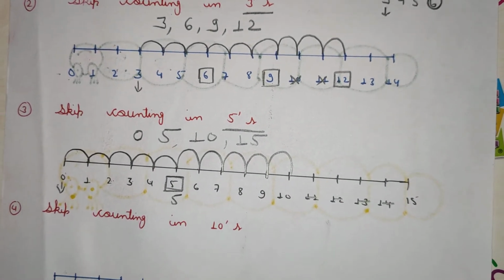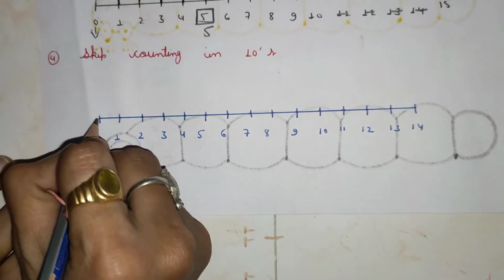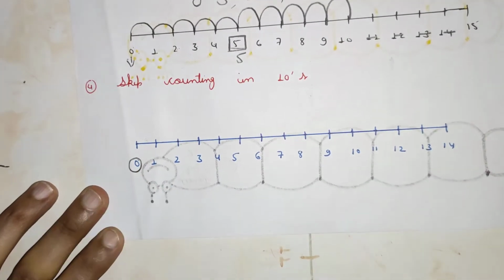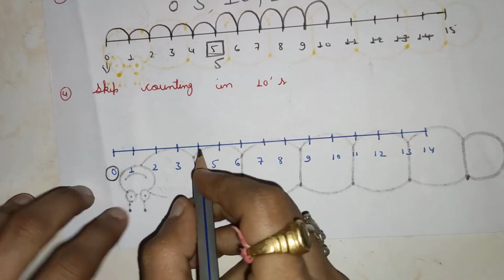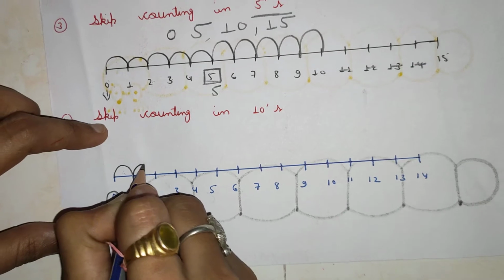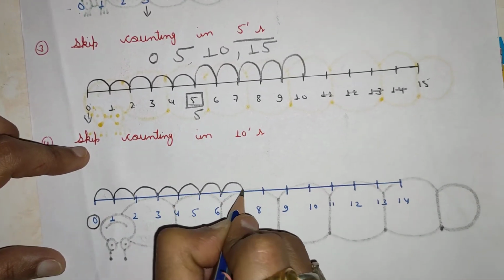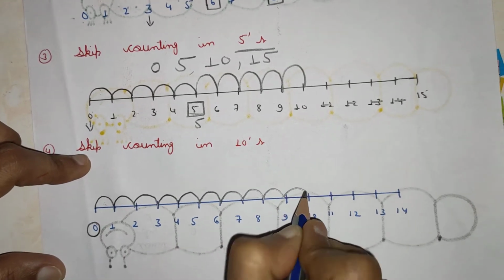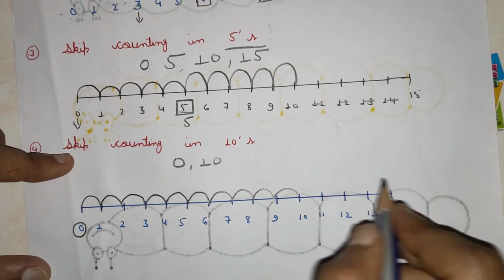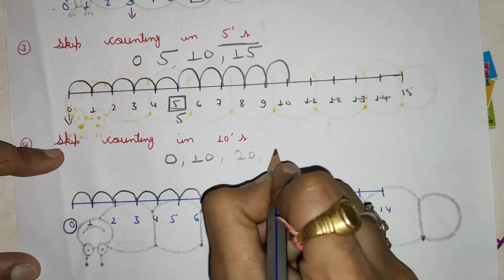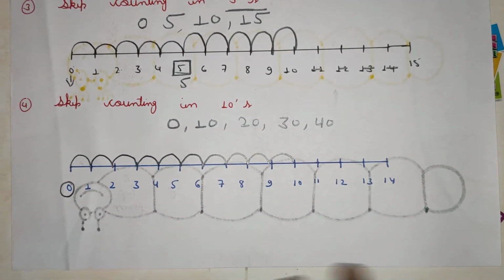Or suppose I am starting skip counting in tens. Suppose my starting point is 0. Now I have to use the concept in terms of tens. So start 1, 2, 3, 4, 5, 6, 7, 8, 9, 10. So after 0 my number would be 10, and the next number after 10 will be 20, then 30, then 40, because I have not drawn the number line completely.